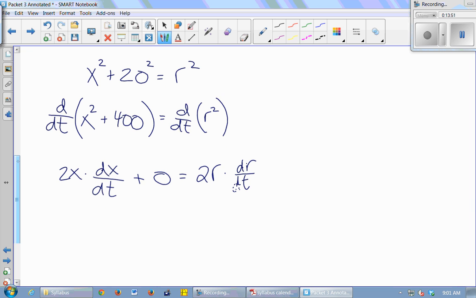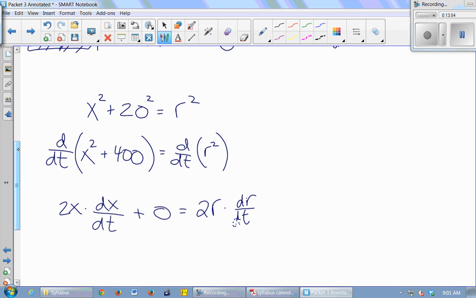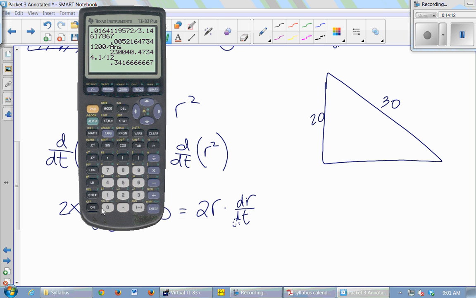So let's draw a picture of the snapshot. This is 20. My r is 30. So that means that this distance x the boat is from the dock would be, I have to do it on my calculator. It's not a Pythagorean triple. Okay, so it would be 30 squared minus 20 squared square rooted. About 22.36 feet.